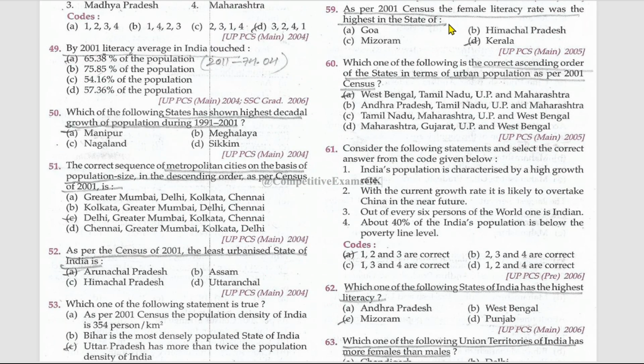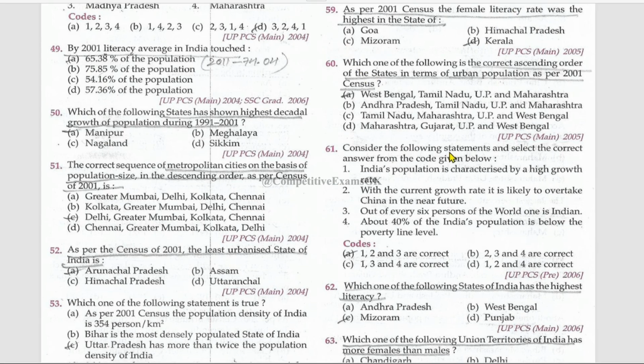As per the 2001 census, the female literacy rate was the highest in the state of Kerala. And according to the 2011 census also, the female literacy rate was the highest in Kerala only. Which one of the following is the correct ascending order of the states in terms of urban population as per the 2001 census? It is West Bengal, Tamil Nadu, Uttar Pradesh, and Maharashtra.